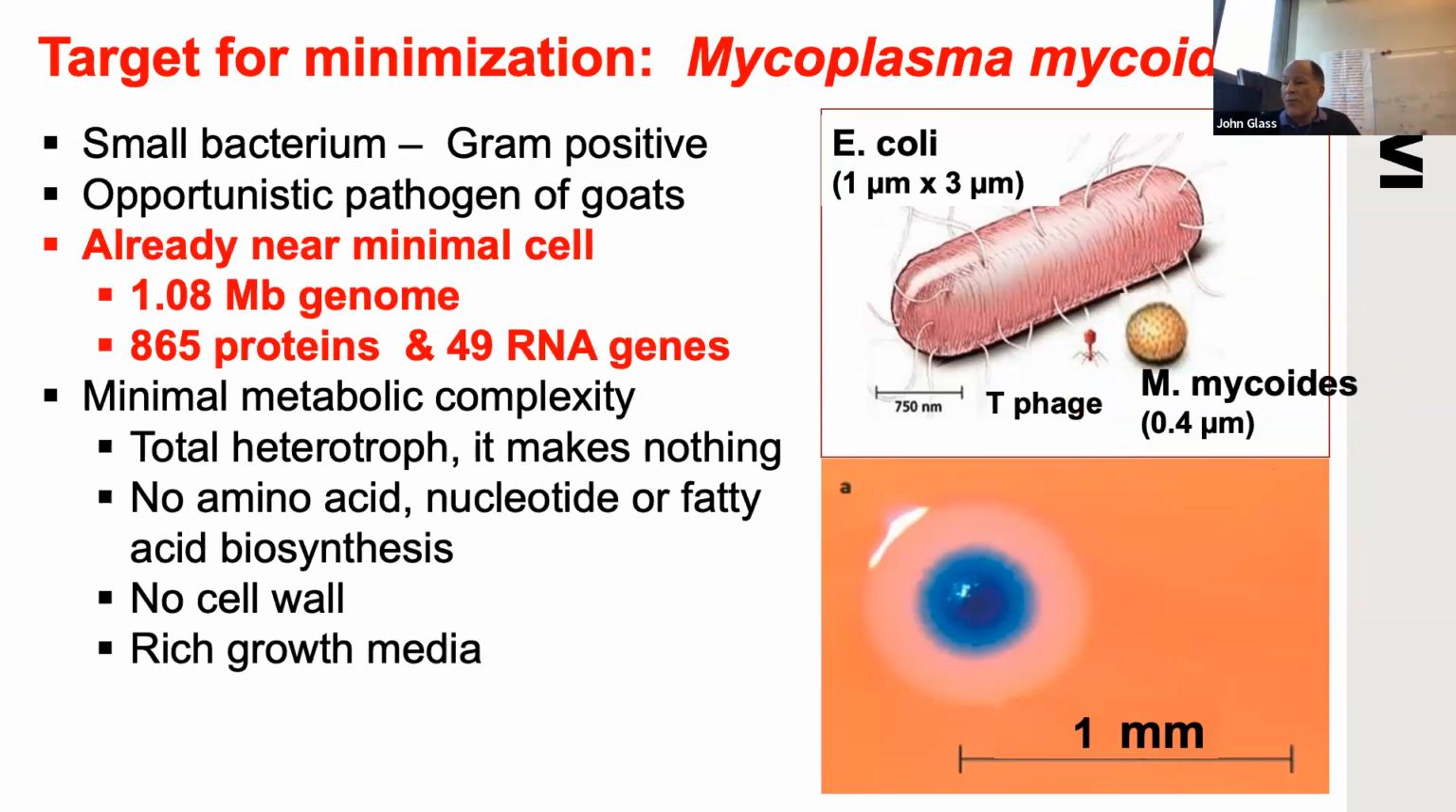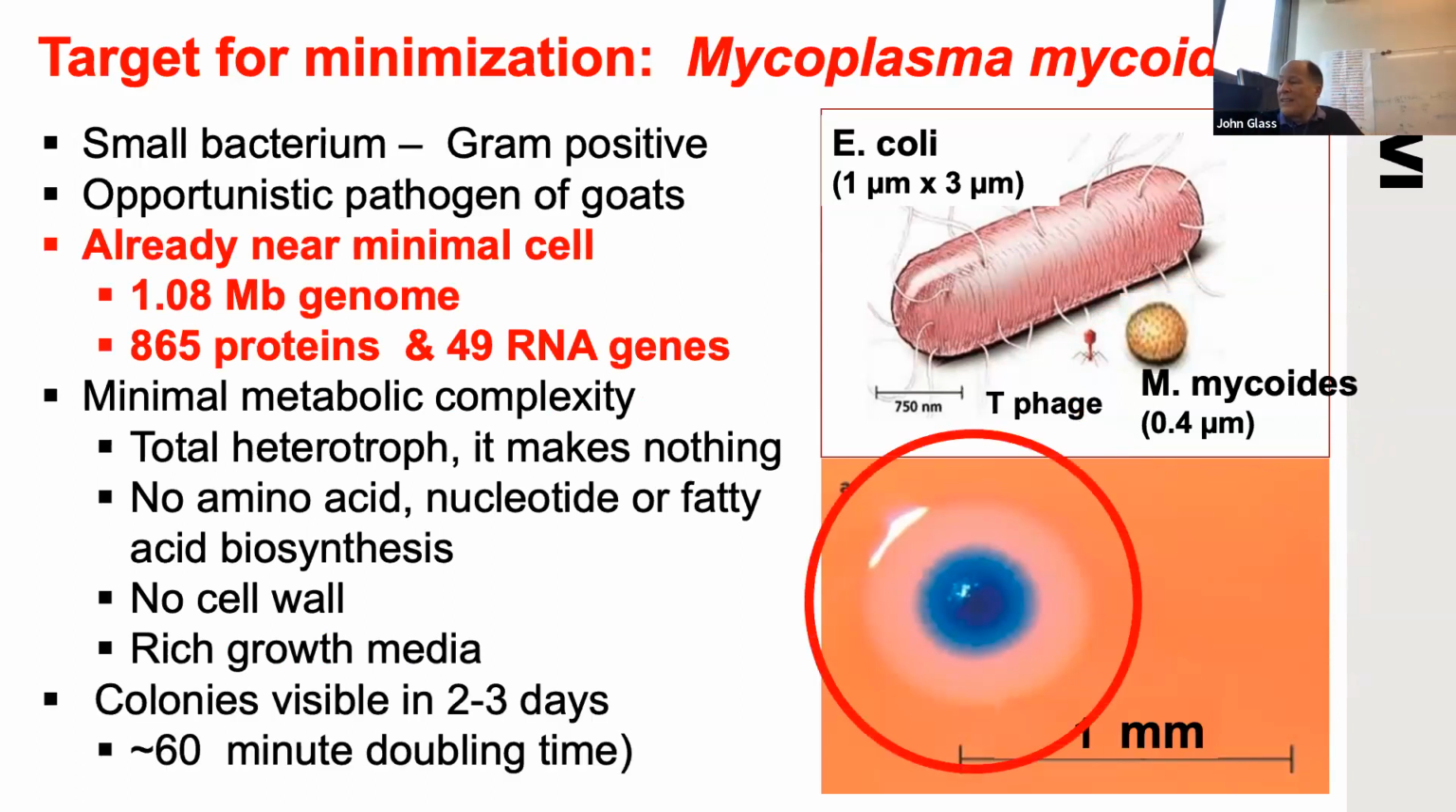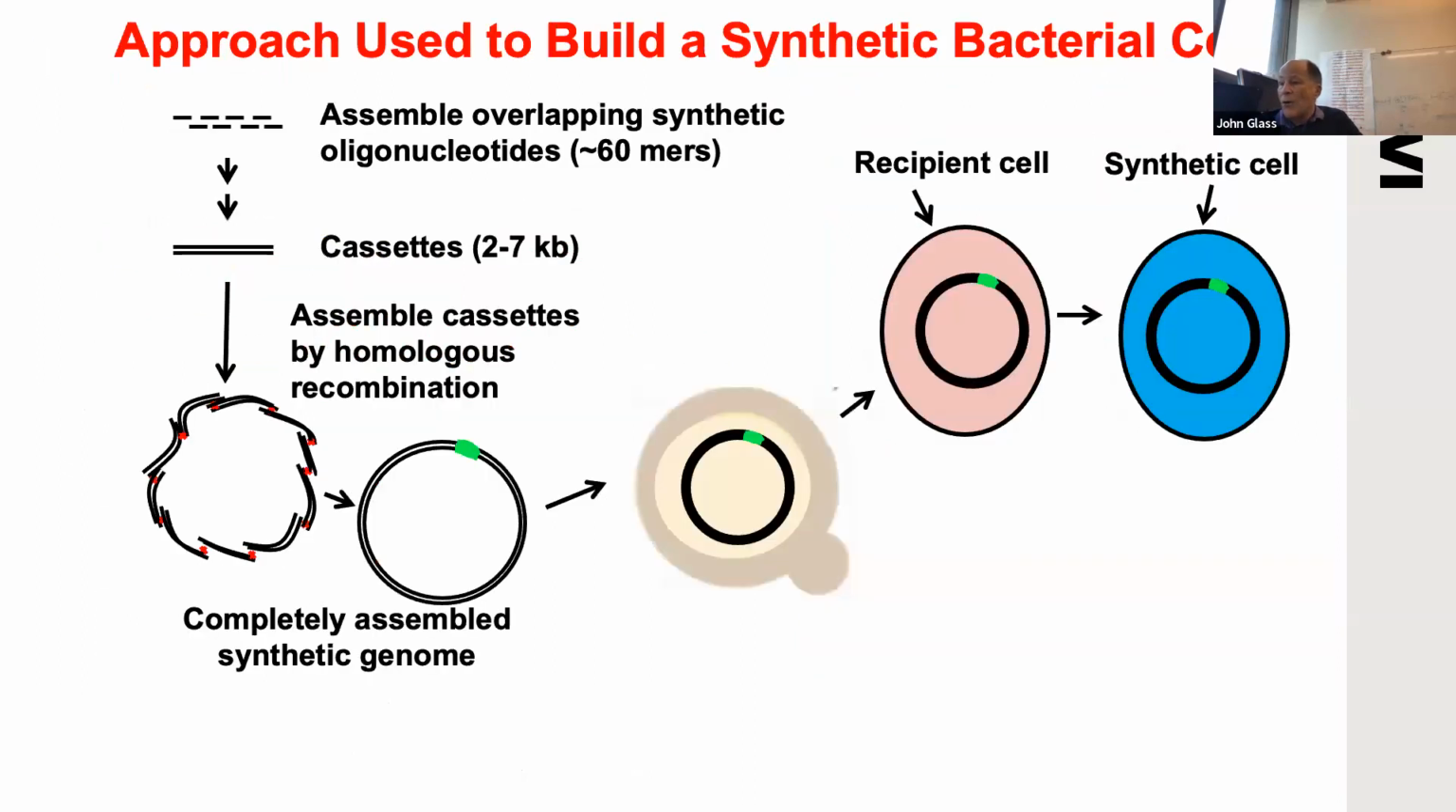It's a total heterotroph. It makes nothing but more cells. No amino acid, nucleotide, or fatty acid biosynthesis. There's no cell wall, and it grows in really rich media. And in a couple of days, it produces these beautiful fried egg colonies. This one is blue because we put a gene called beta galactosidase in it, and it turns a chemical called XGAL blue. And this is a 1 millimeter plate you can see on agar. It divides in about an hour.